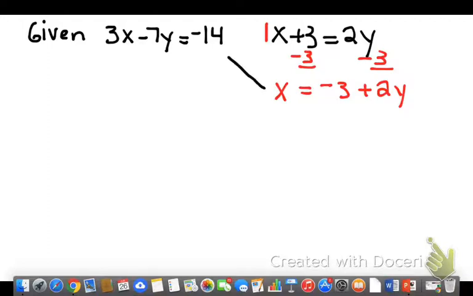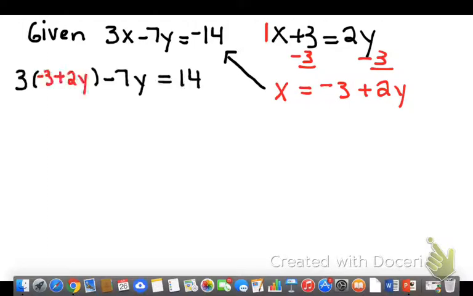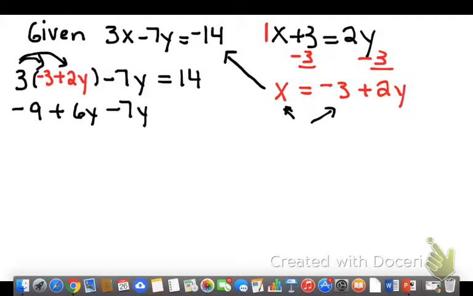So now substitute -3 plus 2y into my first equation. So everywhere we see an x, we're going to put -3 plus 2y. The reason we can do this is because it says x equals the -3 plus 2y. So they're representing the same values. So we're going to distribute. We end up getting -9 plus 6y minus 7y equals 14.